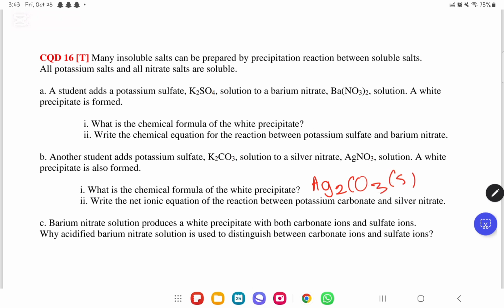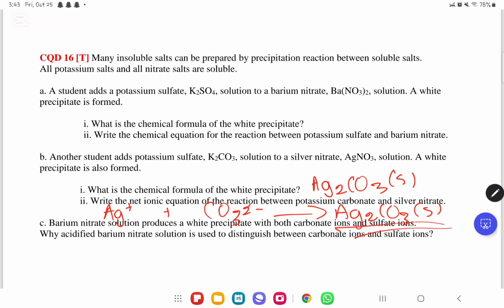Alright, now the net ionic equation, this is different. Net ionic equations are only the ions that reacted. So we remember, we took Ag+, it reacted with the CO3 2- to form what? To form Ag2CO3 solid. Net ionic equation means all the ions that react to form the precipitate.